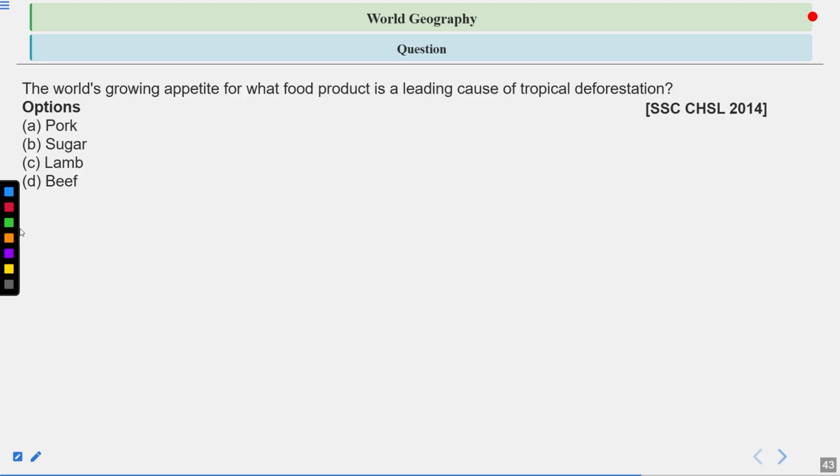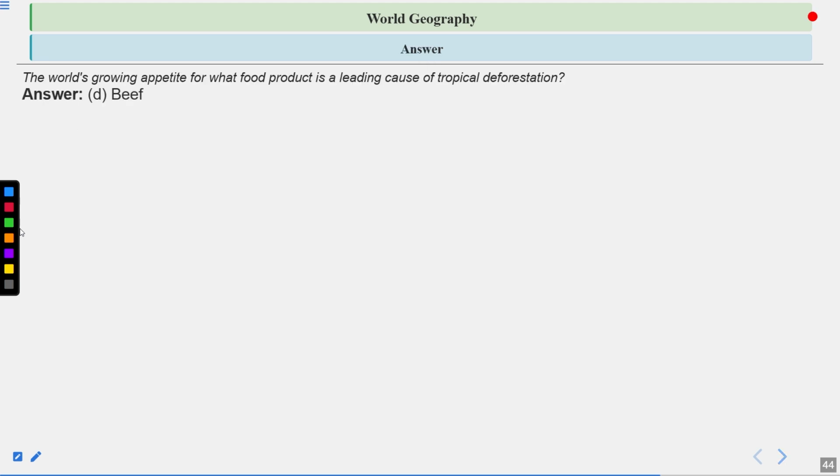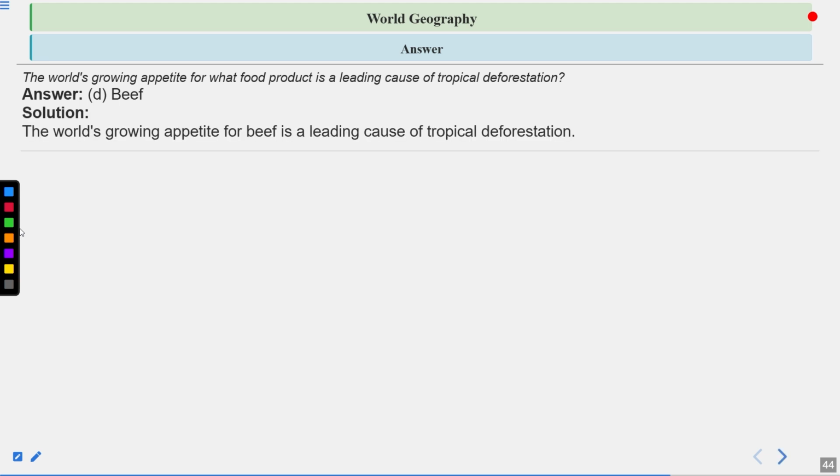The world's growing appetite for what food product is a leading cause of tropical deforestation? Options are pork, sugar, lamb, or beef. So correct answer will be D option, that is beef. So world's growing appetite for beef is a leading cause of tropical deforestation.